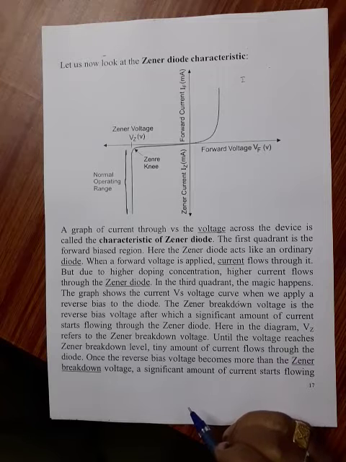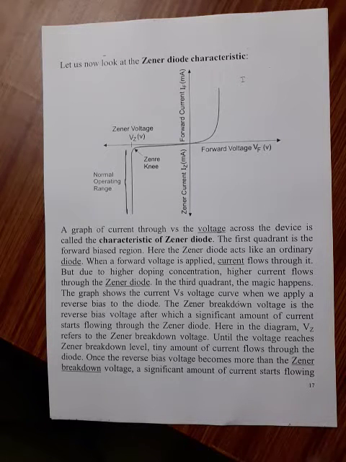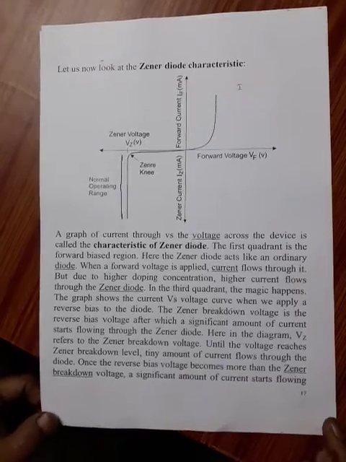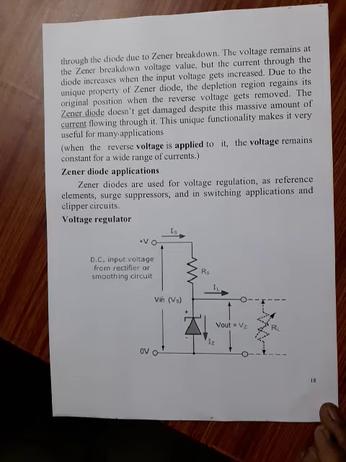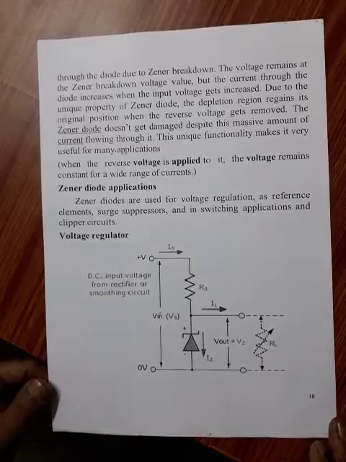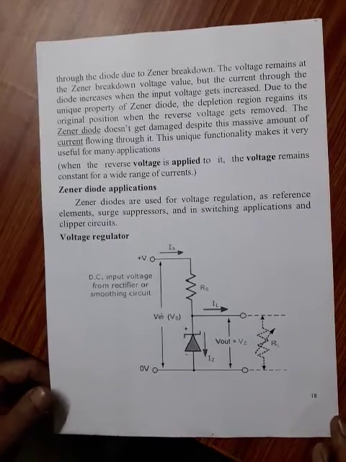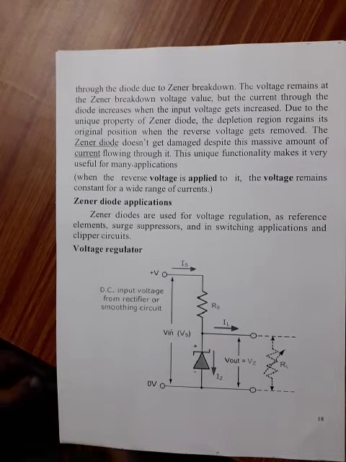Here in the diagram, Vz refers to the zener breakdown voltage. Until the voltage reaches the zener breakdown level, a tiny amount of current flows through the diode. Once the reverse bias voltage becomes more than the zener breakdown voltage, a significant amount of current starts flowing through the diode. Due to the zener breakdown, the voltage remains at the zener breakdown voltage value, but the current through the diode increases when the input voltage gets increased.